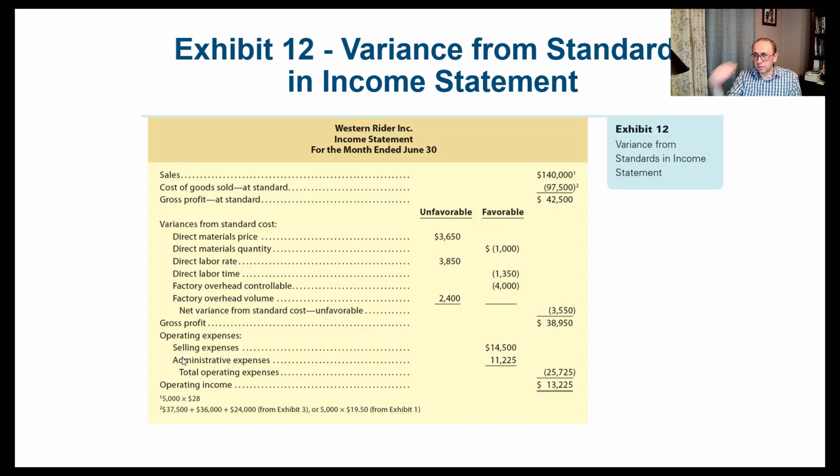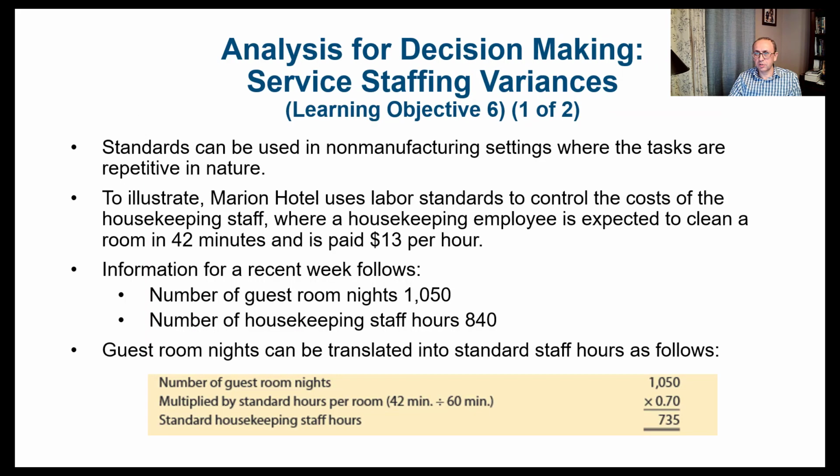Operating expenses, we have selling expenses, we have the administrative expenses, we subtract the total here from the gross profit to get the operating income. Again, remember, this income statement is just used for managerial purposes or for management purposes. All right, the last part of this chapter is some analysis for decision making.